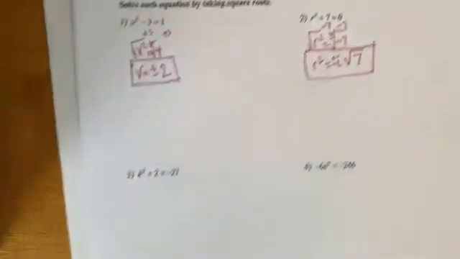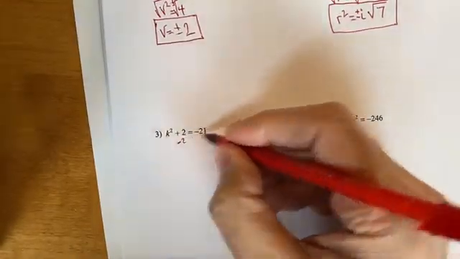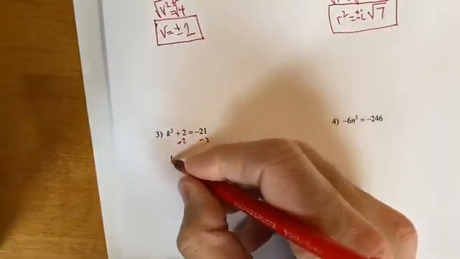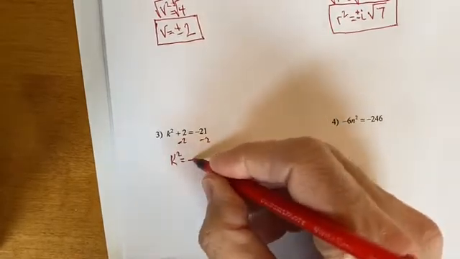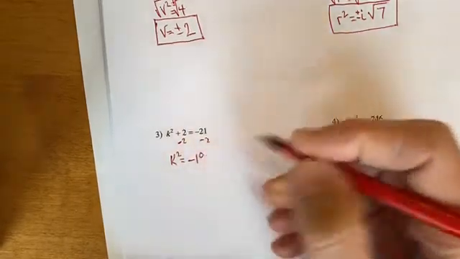Okay, number 3. Subtract 2, and k squared is negative 23.